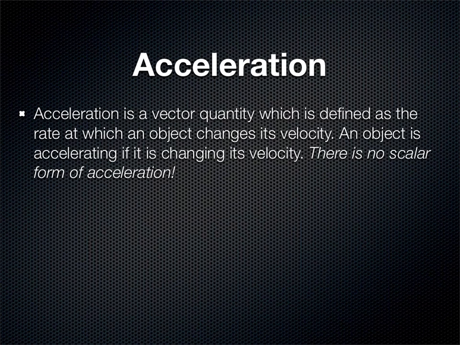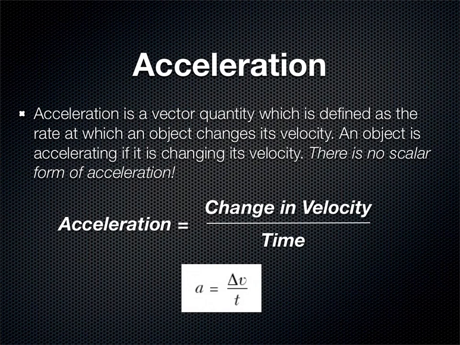Now, although with velocity, there's speed and velocity, which is a scalar vector pair, and there's distance and displacement, which is a scalar vector pair, there is no scalar form of acceleration. Acceleration is a pure vector. So we would write that acceleration is the change in velocity with time. And on your reference tables, this statement is written as a formula. Acceleration is equal to change in velocity with time.